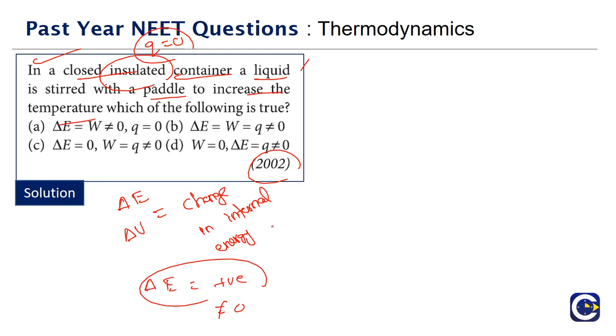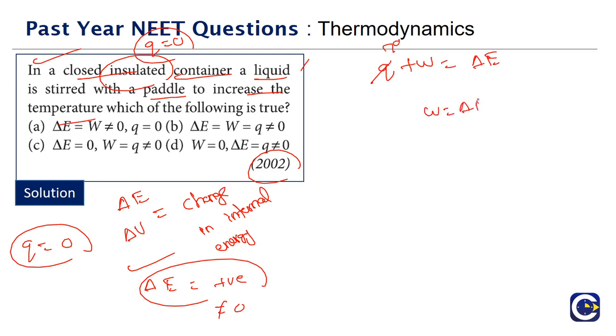Then which of the following is true? First, since it is insulated, Q is 0, and delta E is positive, which means delta E is not 0. If you look at the first law, what is the statement? Q plus W is equal to delta E. Q is 0 means W is equal to delta E, which is not 0. So if you look at the options, which one will satisfy this? Option A. Delta E will be equal to W, which will be non-zero, but Q will be equal to 0.